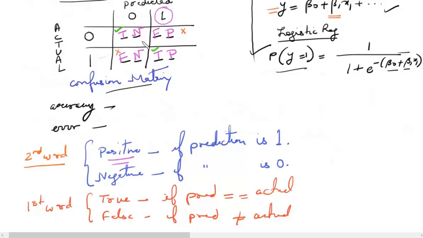So these are the names given to these parameters. The parameter where the actual value is 0 and we predict a 0 is called true negative. So TN stands for true negative. The parameter where the actual value is 0 and we predict a 1 is called false positive. So this is a false positive. Similarly, this parameter where the actual value is 1 and we predict a 0 is called false negative.